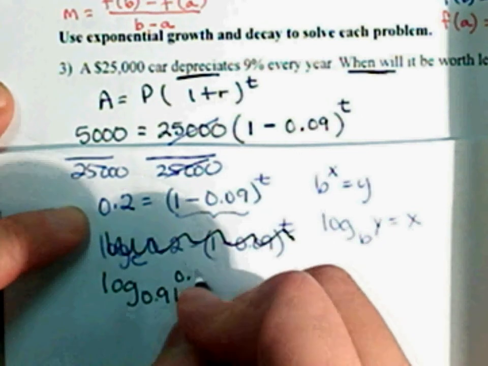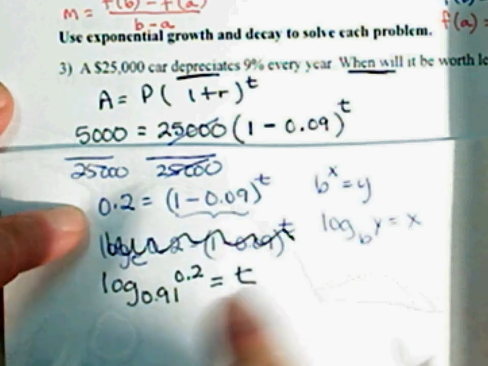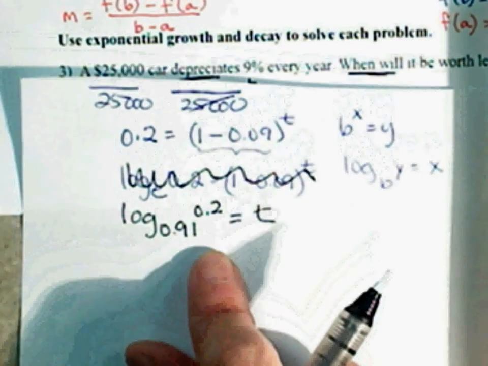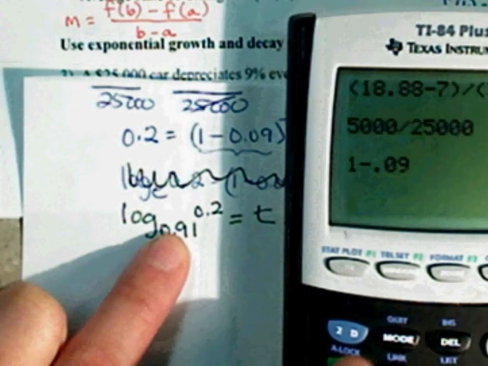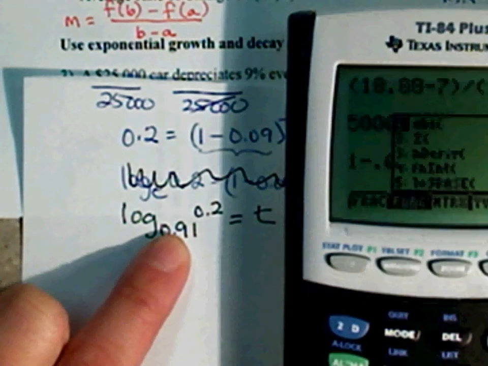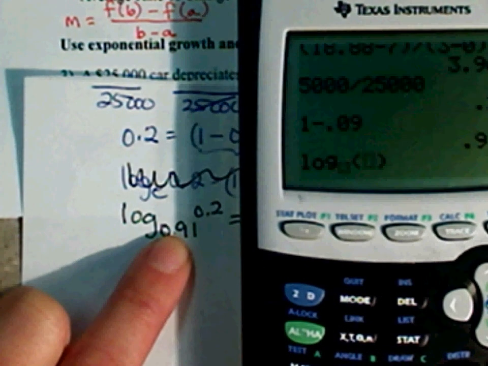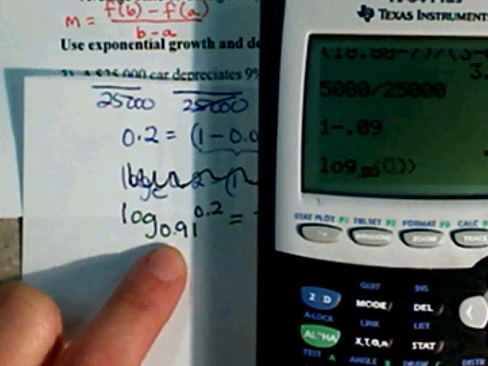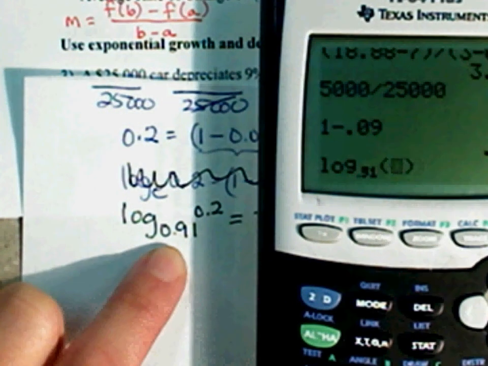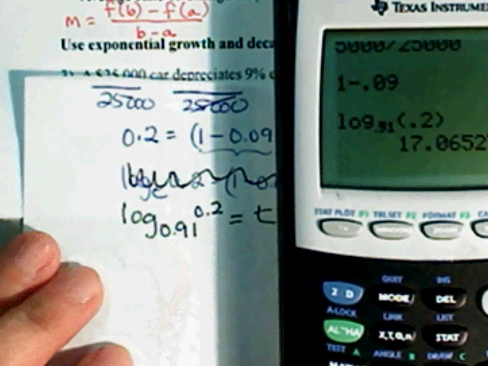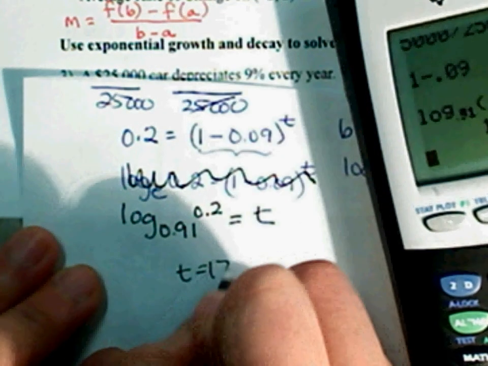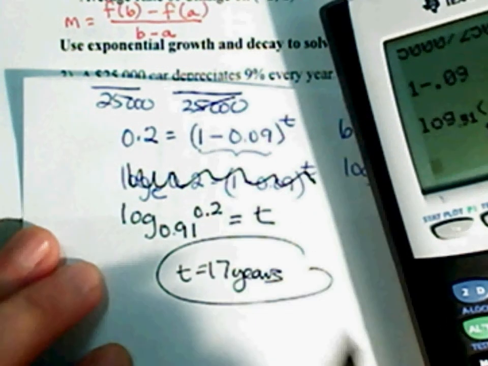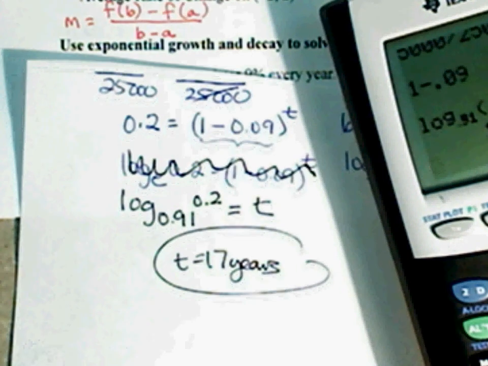Okay. Can I type that into my calculator? So you go alpha window, number 5. What do you put right here? 0.91. Right click, 0.2. Right click. So how long does it take for that car to be less than 5,000? 17 years. Okay. So you could do it this way, or you could do the intersection.